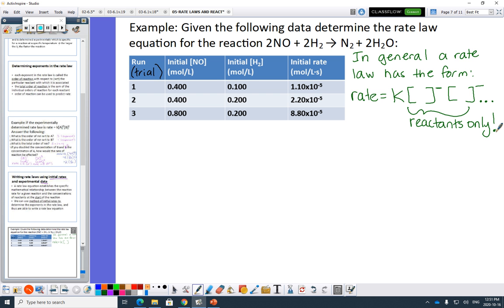So when you're given the data, it's going to tell you, this is NO, here it is. This is H2, here it is, okay? It's not going to trick you and give you data that you don't need. So there would never be a column for the products and you would never have to figure out, is it a reactant, is it a product, am I supposed to use this data? No, they'll just give you the data for the reactants.